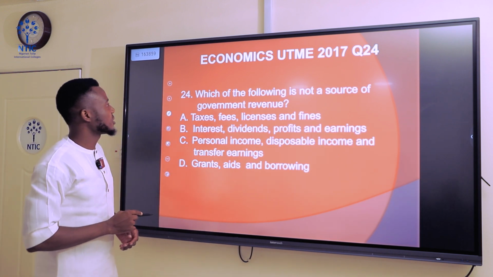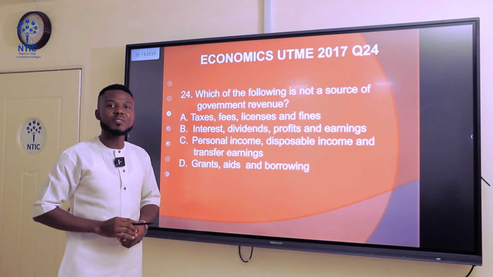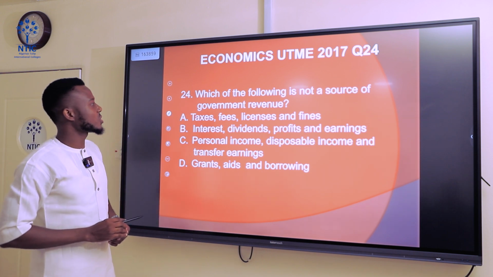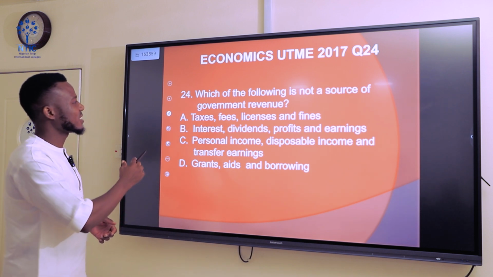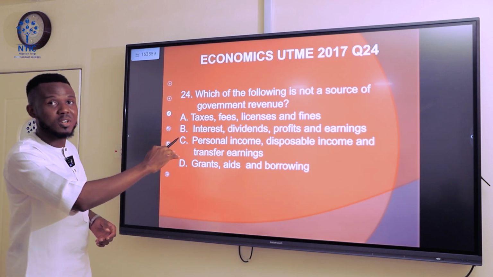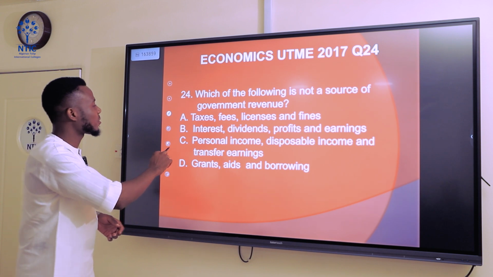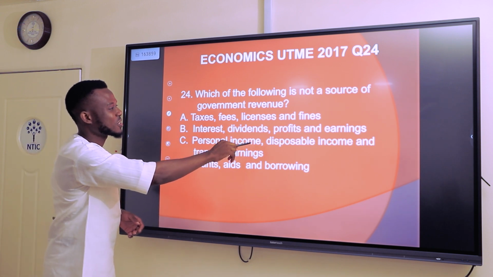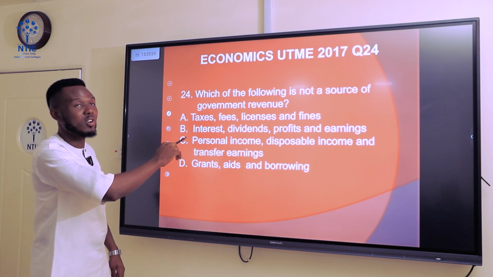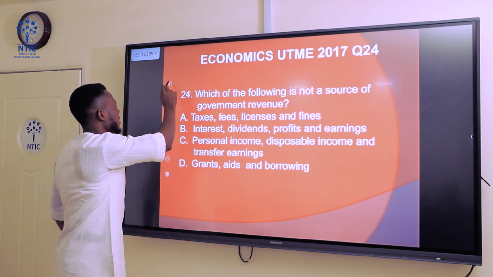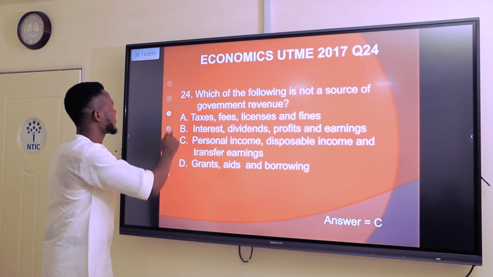Moving on, question number 24. Which of the following is not a source of government revenue? We find that all the options are sources of government revenue except for personal income, disposable income, and transfer earnings. These are not sources of government revenue. So our answer will be C.